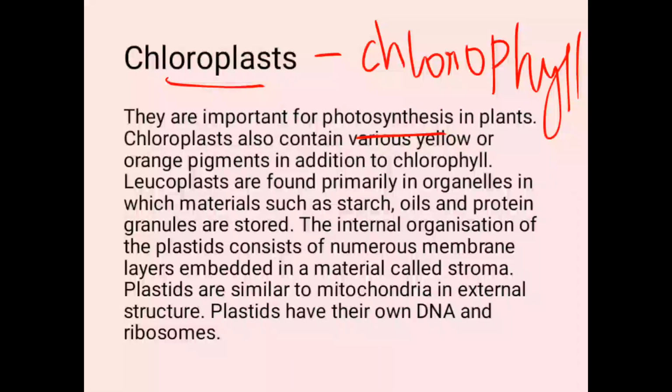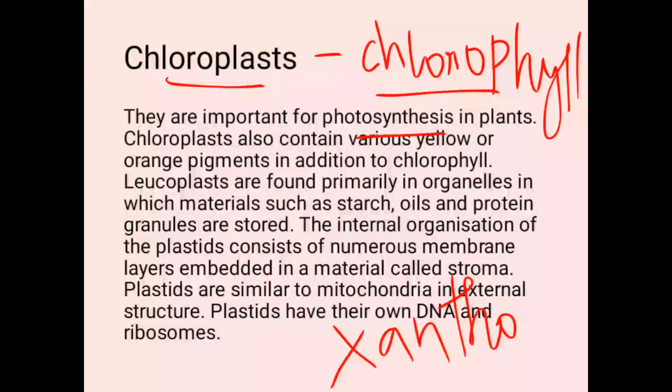Because of the chlorophyll pigment, the plants trap the sunlight and carry out photosynthetic activity. With the help of that, the plants prepare the food material. In some cases, other plants have xanthophyll pigments instead of chlorophyll. Maybe they are yellow, red, orange, that type of colored leaves they are having.